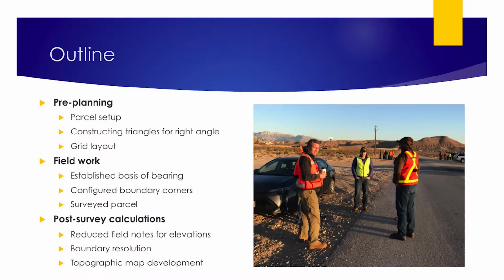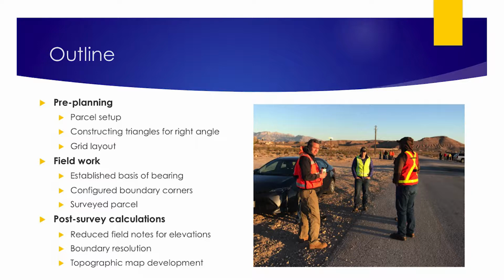So before we get started, I'd like to share with you a brief outline of what we'll be telling you today. We'll be starting off with some of the pre-planning that we did once we found out what our task was, and that will include some discussion of how we decided to set up our parcel, as well as how we decided to make sure that our parcel was actually square. And we chose to use triangles to do that, right triangles, as well as our decisions about creating a grid layout for the topographic data that we collected.